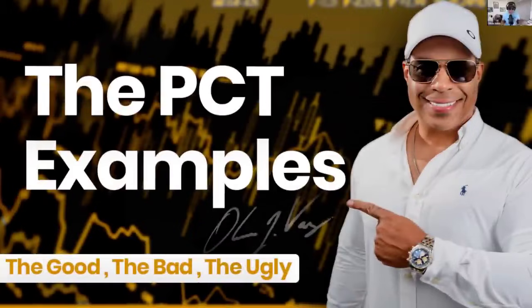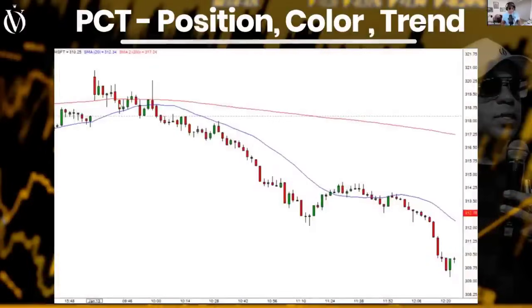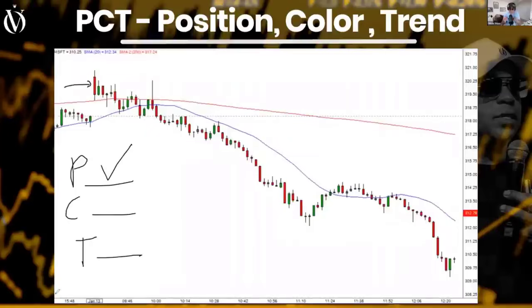Now, let's look at examples and run these things. I'm going to pick certain parts of an example and we're going to run it through the PCT test. The first one, we're looking at Microsoft. This is the first bar of the morning. The stock opens above the moving averages, P, C, T. We've got position, check, which means that if I want to buy, this is positive position. I'm starting off right. Color, well, I only have one color, and that color is red. So color is against me if I want to buy. Now, if that were a fat, solid green bar, color would be with me.